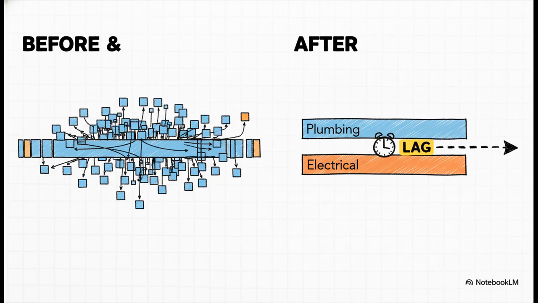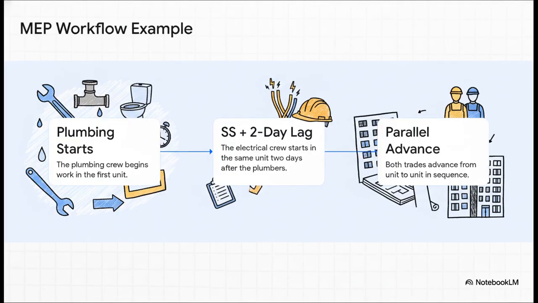Now, the why here is what's so important. Why do we even need lags? It's because they let us model those partial overlaps, the messy reality we saw earlier, without having to create dozens and dozens of tiny, unmanageable activities. Lags keep the schedule both realistic and readable. Let's make this super clear with an example. Imagine the mechanical, electrical, and plumbing work, the MEPs, in a big apartment building.